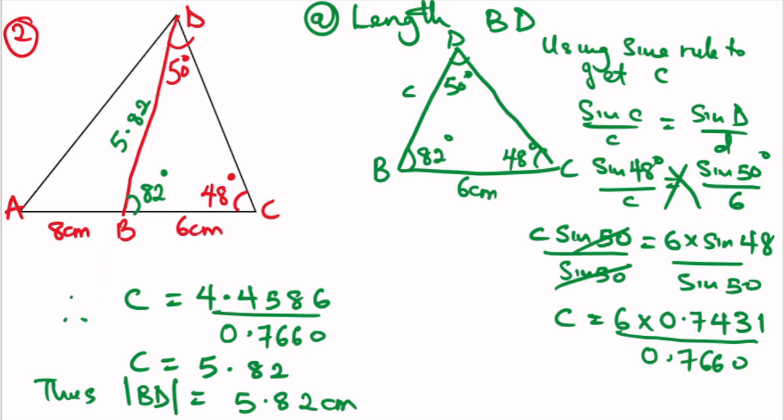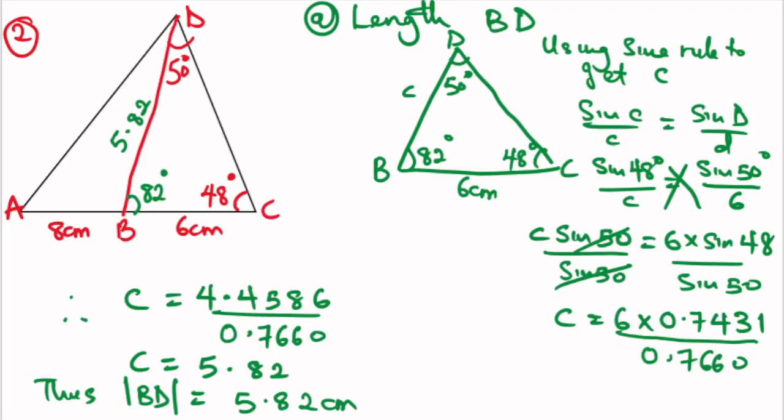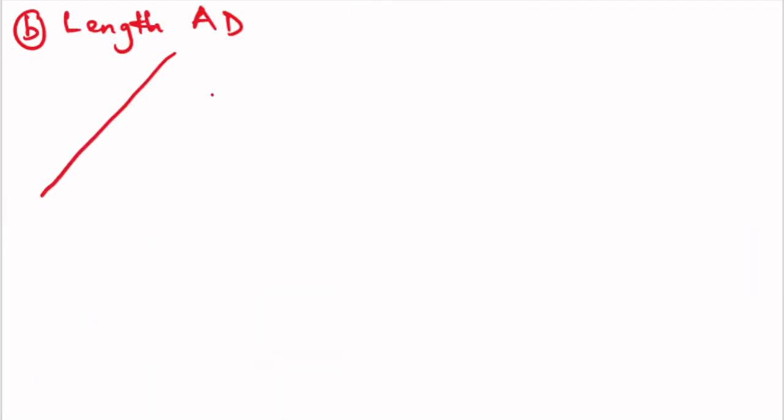Now, after we've gotten part A of the question, we'll move to part B, which says we should find the length AD. So B says find length AD. Moving to the triangle, I'm going to bring out the left part of this triangle. Now I've drawn the left part of the triangle. We label it A, B, D. Remember, we've gotten the value for BD, which is 5.82.